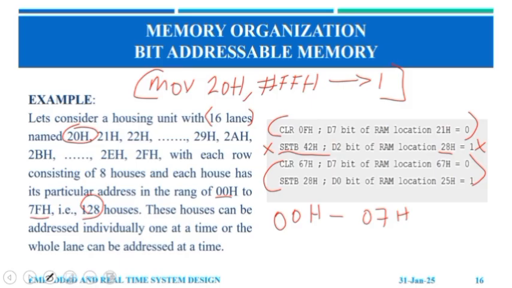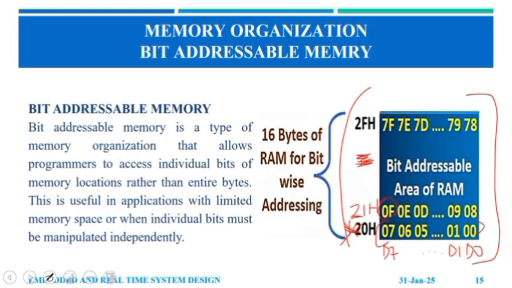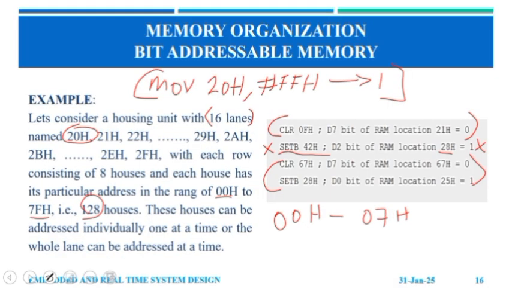If you expand this, then we should be able to get these other two instructions. Now we can also do a bytewise instruction. This here gives us a bytewise instruction. What it means is MOV 20H, #0FFH.